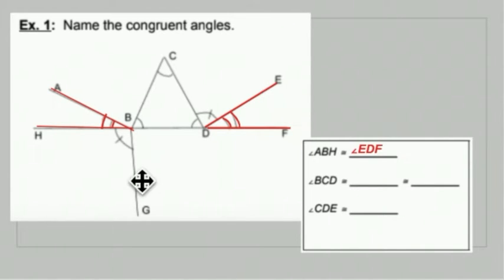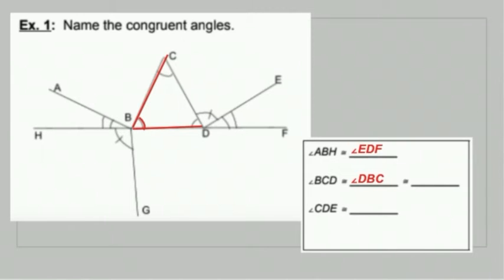The only important thing is that when I name it with two letters, the middle letter D is the vertex where the two segments intersect. So let's now find what angle is congruent to angle BCD. That angle has one arch. I also notice that this angle has one arch. That's angle CBD. I could also call it angle DBC, just as long as the middle letter is the vertex of the angle. I'll choose to call it angle DBC.